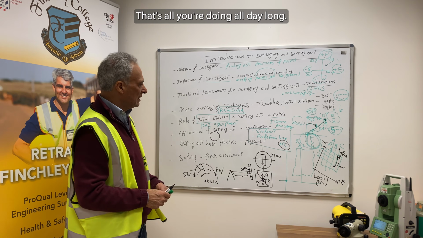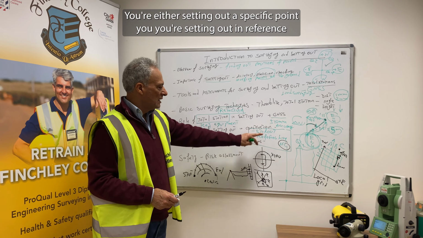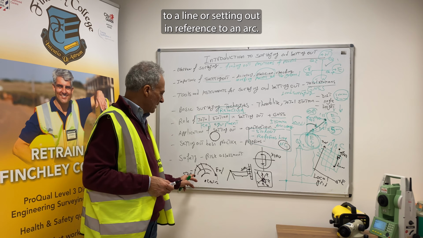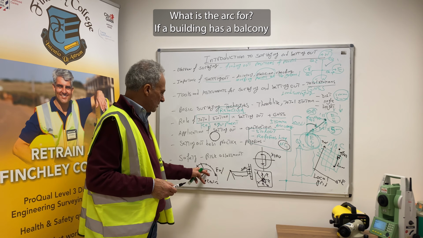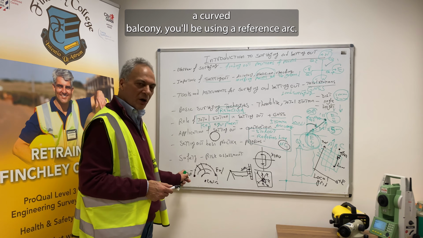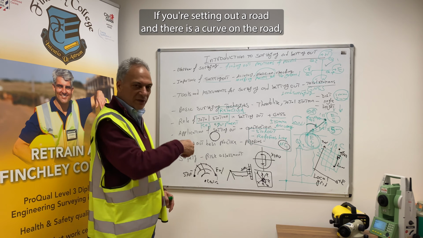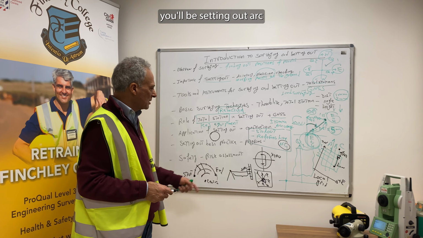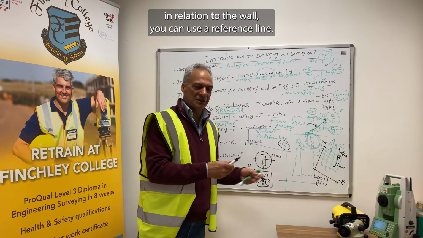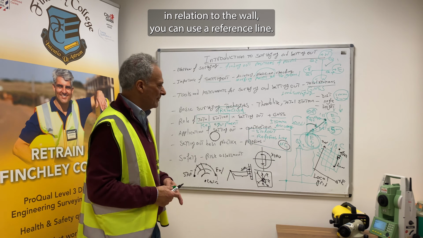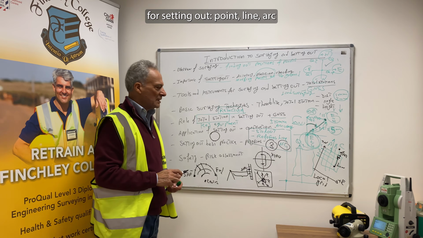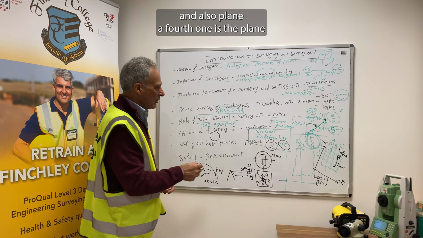That's all you're doing all day long. You're either setting out a specific point, you're setting out in reference to a line, or setting out in reference to an arc. What is the arc for? If a building has got a balcony, curved balcony, you'll be using a reference arc. If you're setting out a road and there is a curve in the road, you'll be setting out arc. If you're setting out a wall, for example, or you're setting out a foundation in relation to a wall, you can use reference line. You only have 3 programs for setting out: point, line, arc, and also plane.